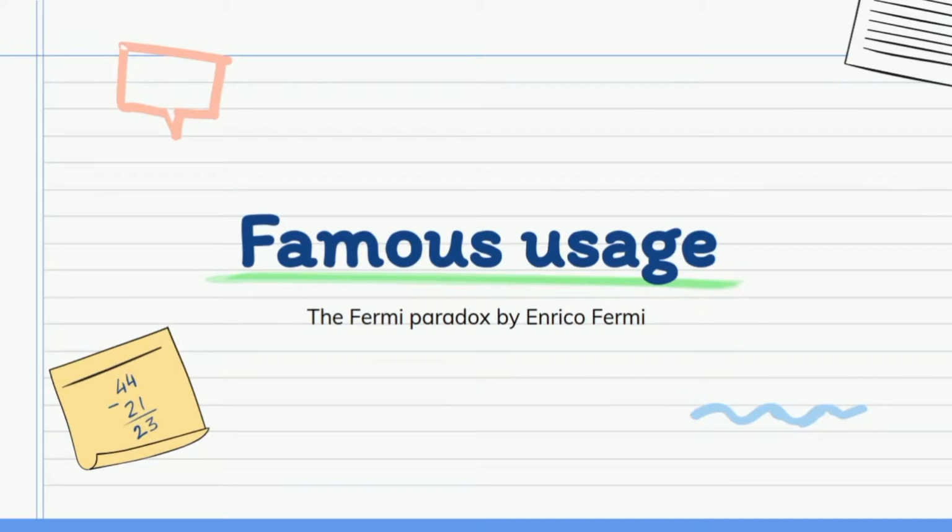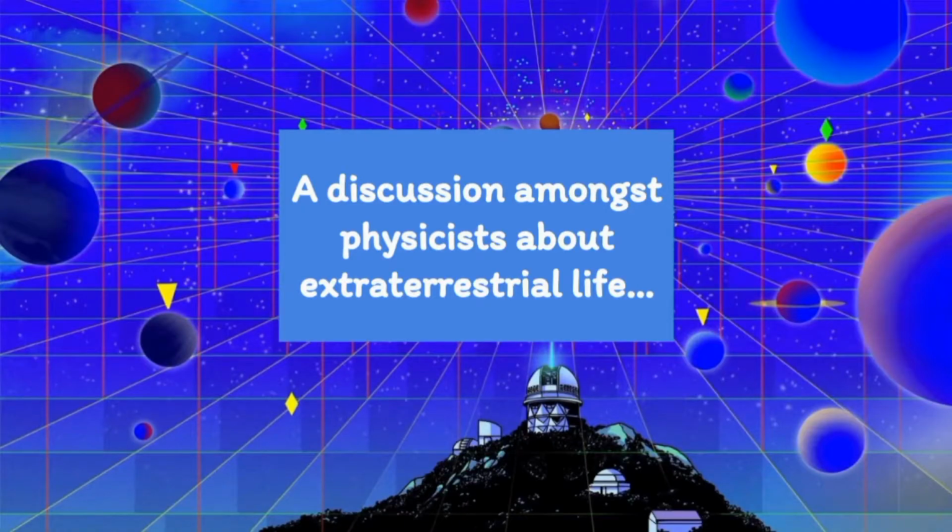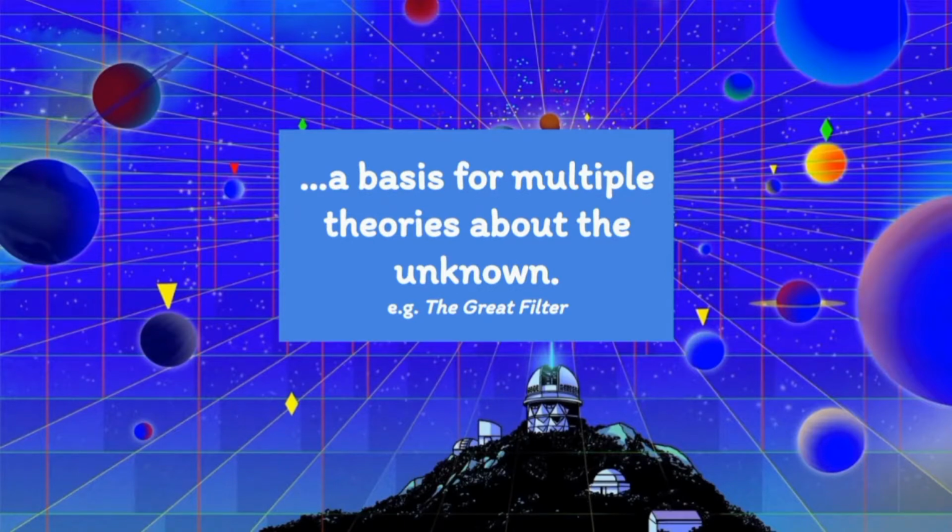For some famous usage, we'll be talking about the Fermi paradox. This isn't really famous usage, it's more just famous paradoxes. One day, Enrico Fermi was talking to a bunch of his little physicist buddies, and they came up with this weird paradox, which was then named the Fermi paradox. Since then, a bunch of theorists and other physicists have tried to come up with theories about the unknown and aliens and other planets and other sources of life to try and solve the paradox.